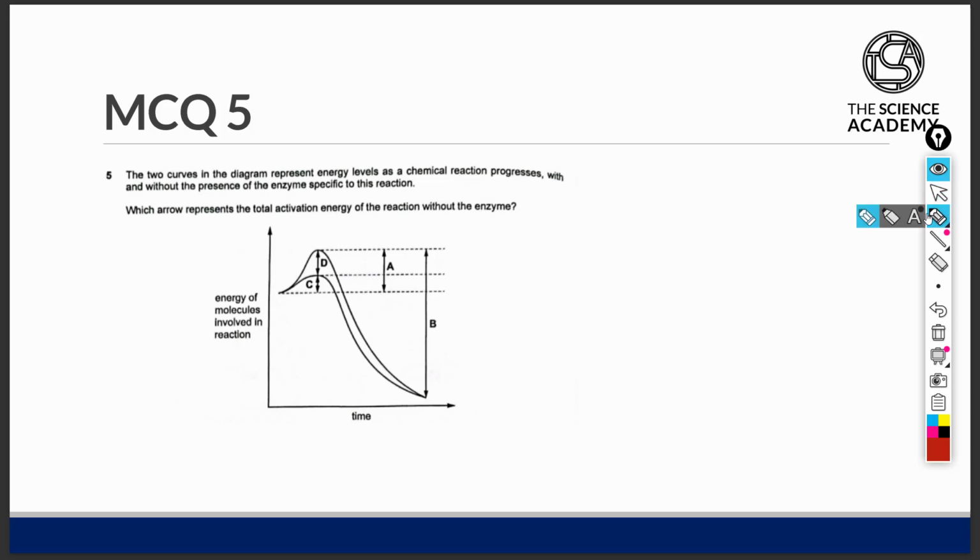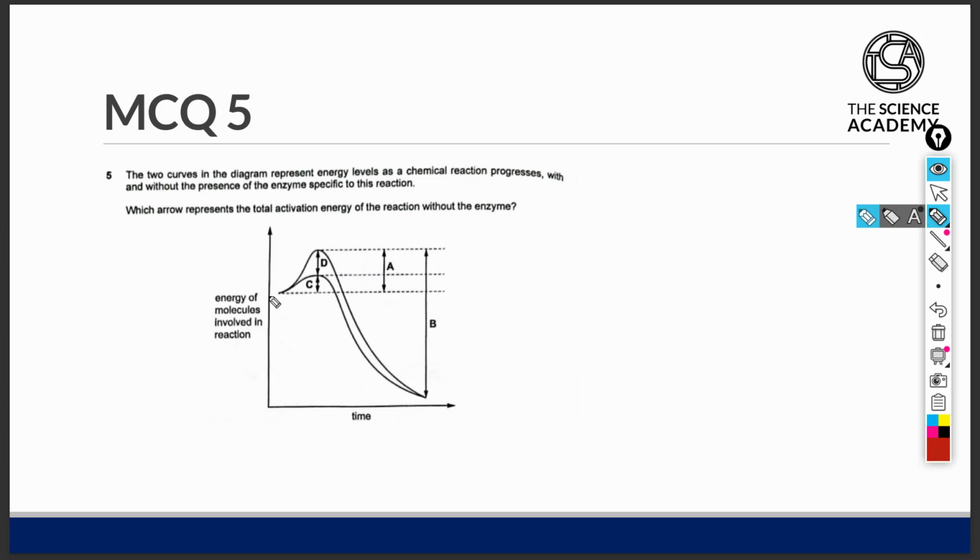Question 5. The two curves in the diagram represent energy levels as a chemical reaction progresses with and without the presence of the enzyme specific to this reaction. Which arrow represents the total activation energy of the reaction without the enzyme?